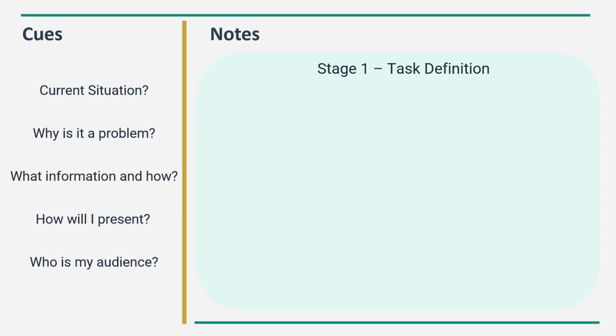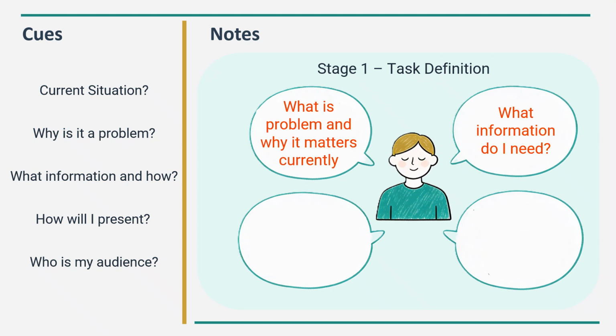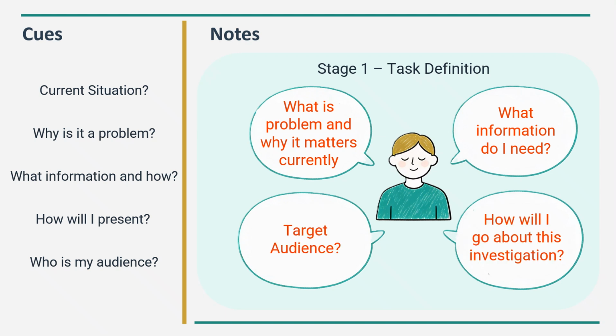Let's zoom in briefly on stage 1, the task definition. That is where you explain what the problem is and why it matters, what information you need to solve it, who your target audience is, and how you plan to collect and present that information. A strong task definition gives your entire PAT direction and purpose. We'll cover this stage in much more depth in the next lesson.